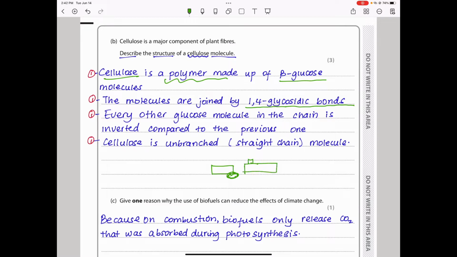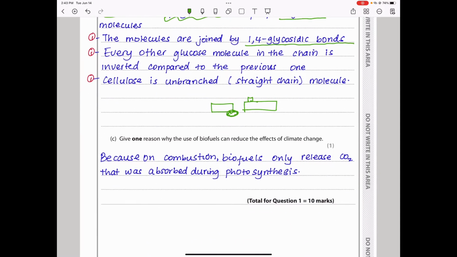Again, if you go back to the structure of cellulose, you will see that if the first glucose molecule is facing upwards, the other glucose molecule is going to be inverted like that. And then the next one will be the right way, the other inverted, continuously. And the chain produced is not going to be branched. So it's an unbranched chain of molecules that is going to be produced.